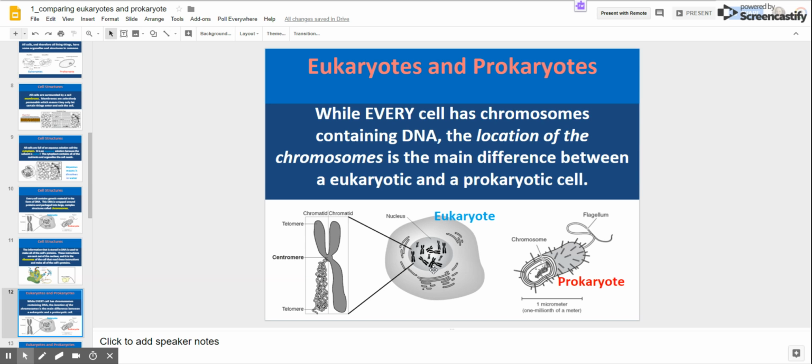But eukaryotic cells have a nucleus. That's where their chromosomes or DNA is found. But they have a lot more organelles in here too. So it's way bigger, more complex: simple prokaryote, really big eukaryote. It has a nucleus and membrane-bound organelles all around it.